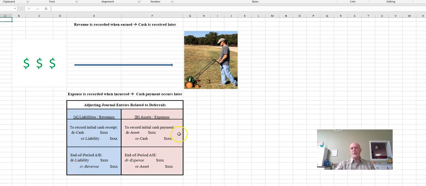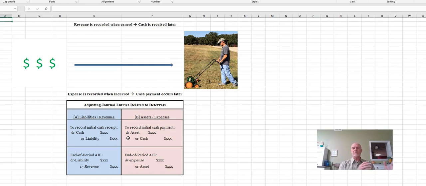Sometimes we're not collecting money, we're paying the money. And we pay for something on the front end before the expense has been incurred. For example, maybe we pay for rent in advance. So we credit cash and we debit prepaid rent. Or maybe we purchase equipment. So we credit cash and we debit equipment.